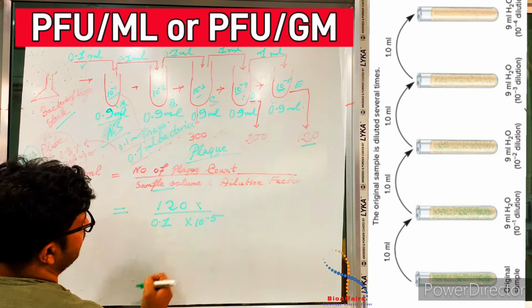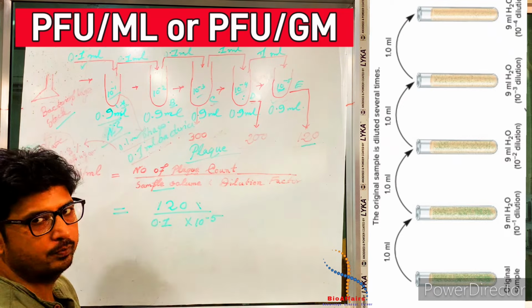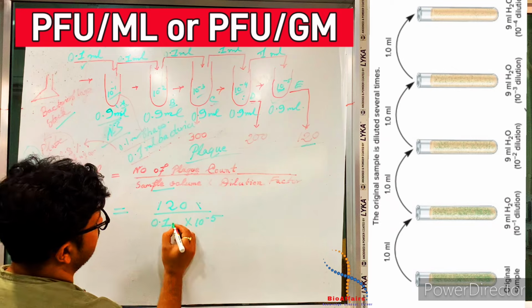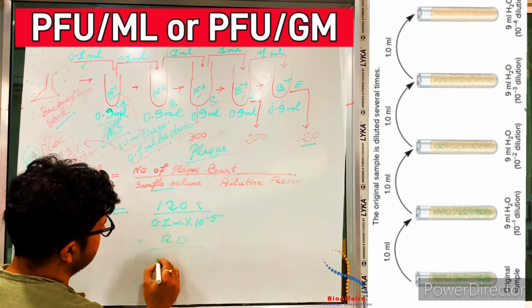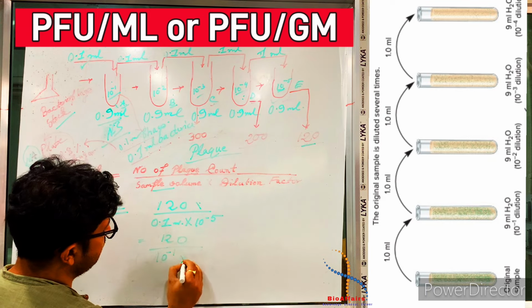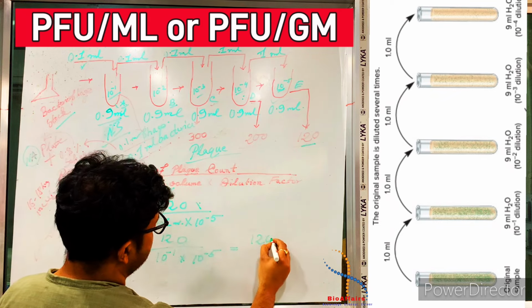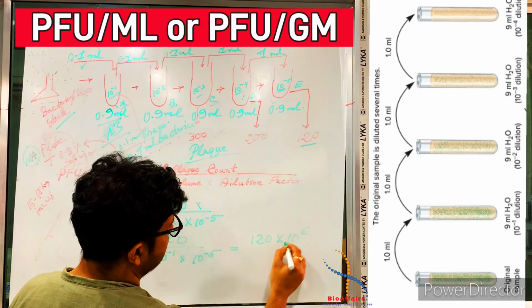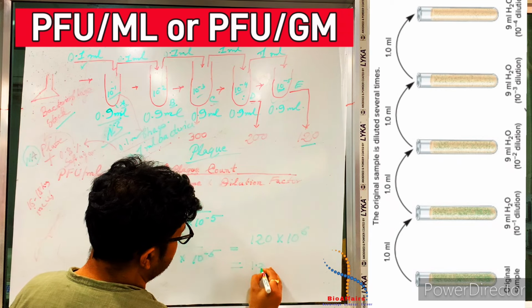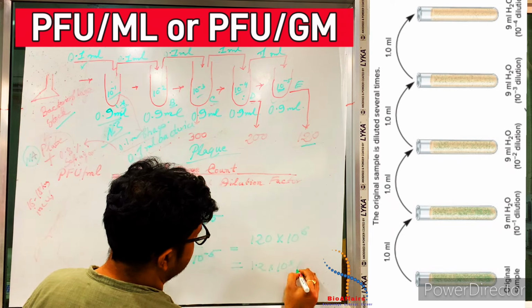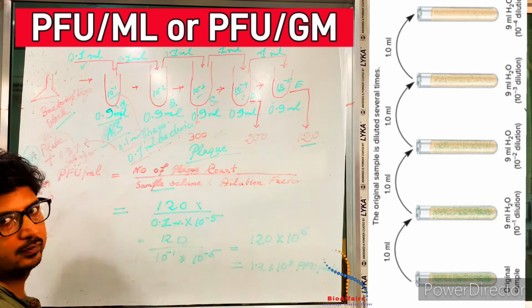Here we are applying 0.1 ml of phage. Okay, we will not consider this bacterial volume, we will consider the 0.1 ml phage. So the mathematics, simple mathematics, it is 10 to the power minus 1 into 10 to the power minus 5. So in the next step, 120 into 10 to the power 6. If you change the equations, now 1.2 into 10 to the power 8 PFU per ml is the answer.